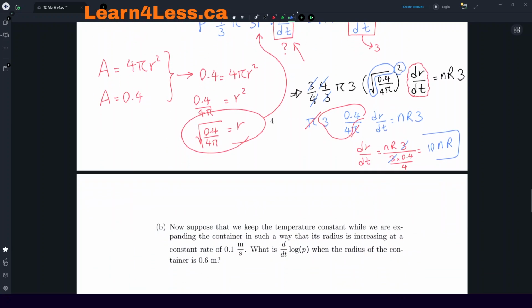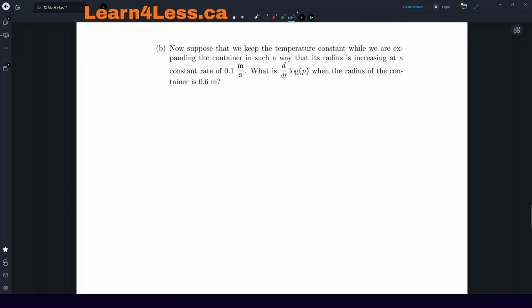Okay, let's move on to the next part of this problem. They said now, suppose that we keep the temperature constant. So this time the temperature is constant, while we are expanding the container in such a way that its radius is increasing at a constant rate. This time I know the rate of the radius, so I know what dr over dt is, which is 0.1 meter per second. And T, the temperature, is constant. So these are important information.